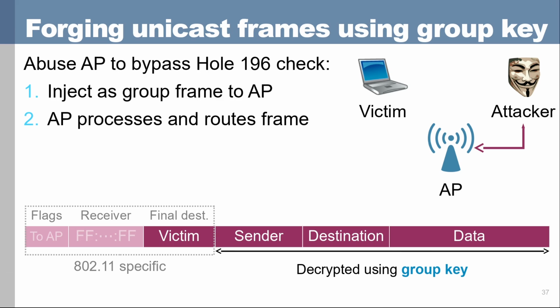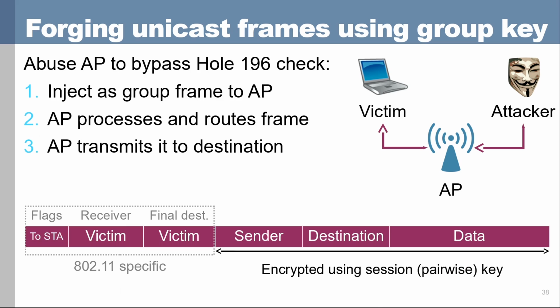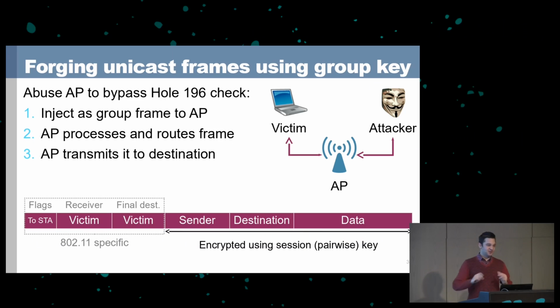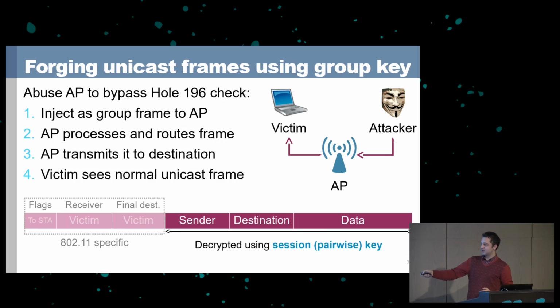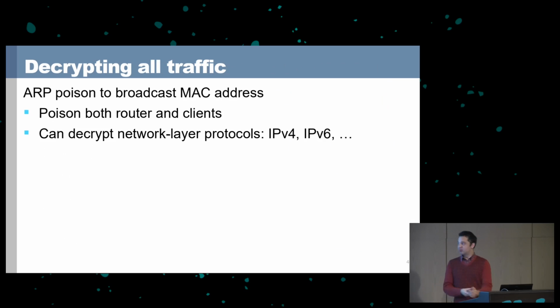And the access point, of course, has the session keys, the pairwise keys of the client. So it will simply take this IP packet, it will encrypt it using the session keys for us, and then it will simply send it to the victim for us. And now when the victim receives this packet, everything seems okay. We have our unicast receiver addresses, a unicast IP address, it is properly encrypted, so everything is okay and the attack works.